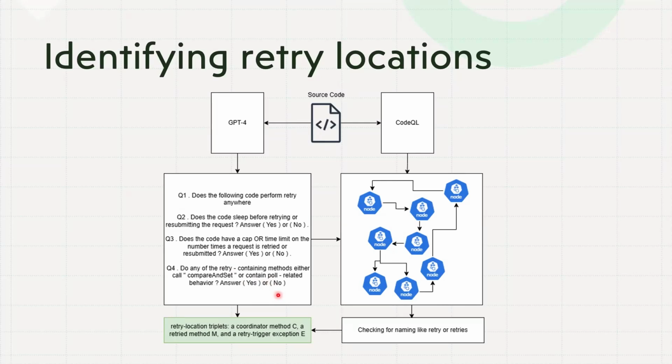After gathering this data, they still recheck it with the CodeQL workload, since the retrying problem that's written in the code could be code from some different file. So they still have to run through CodeQL to identify the real starting point. After this model is complete, they return the retry location triplets: the coordinator method, retry method, and retry trigger exception.